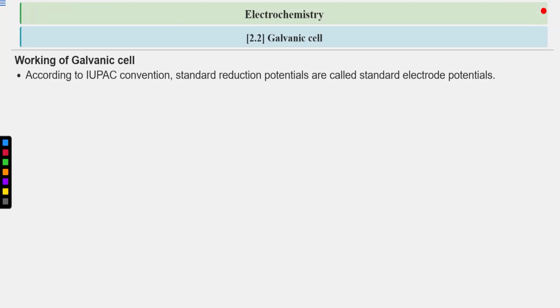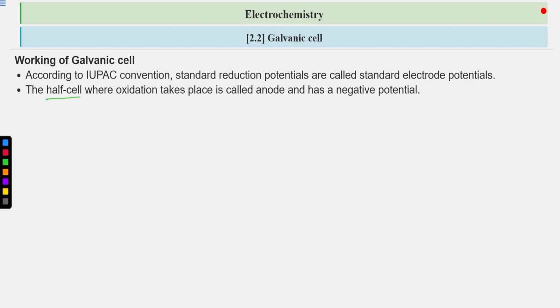Now let's talk about, under the galvanic cell topic, the working of a galvanic cell. According to the IUPAC convention, standard reduction potentials are called standard electrode potentials. Okay, this is as per the IUPAC convention. They said that the standard reduction potentials are called standard electrode potentials.